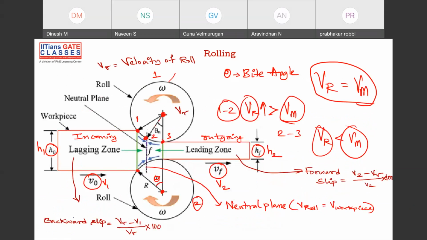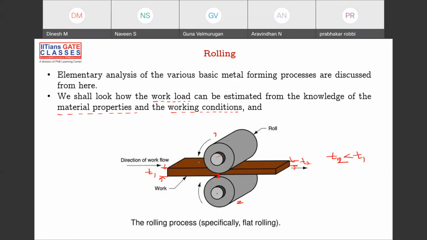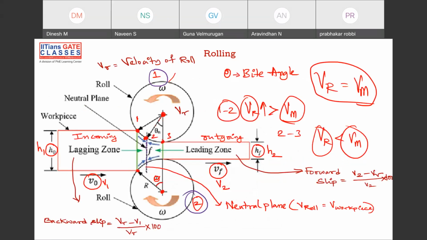This diagram is filled with a lot of details, but I'll break it down for you. The top one is roller 1, bottom is roller 2, and I'm going to 2D now because I assume that there is no deformation in 3D. Hence I'm taking a 2D diagram here. Now what we'll do is enter the workpiece in here. This H1 I'm writing as entry thickness. Instead of T1 and T2, I'm writing H1. H1 is the thickness of the workpiece that is entering, and H2 is the thickness of the workpiece that is leaving.